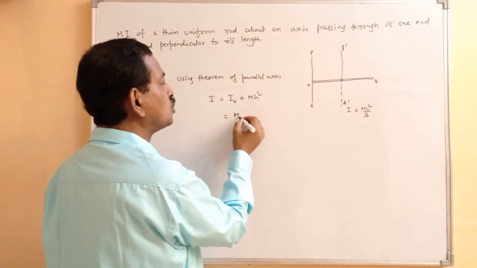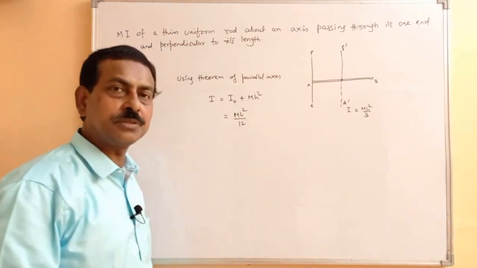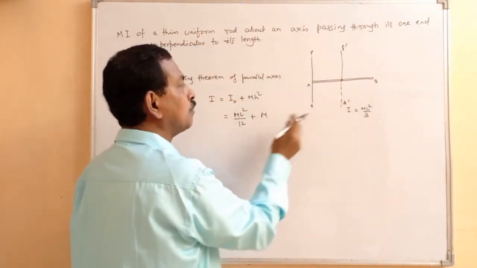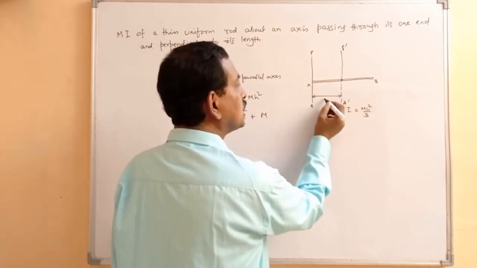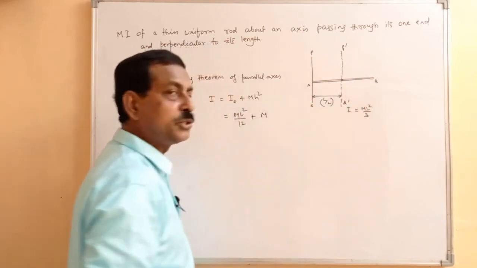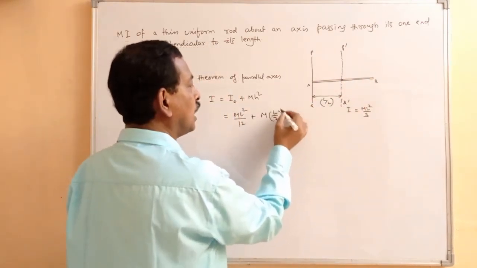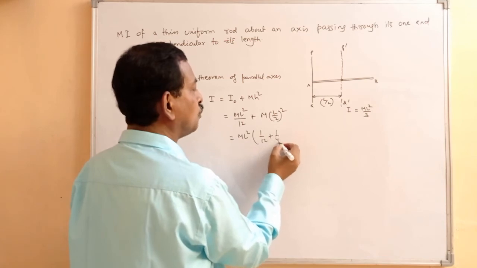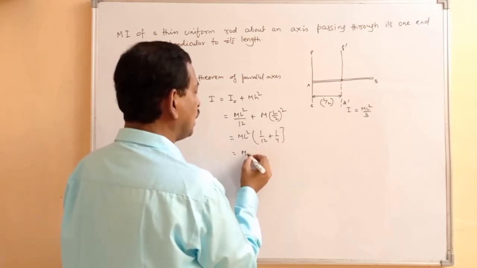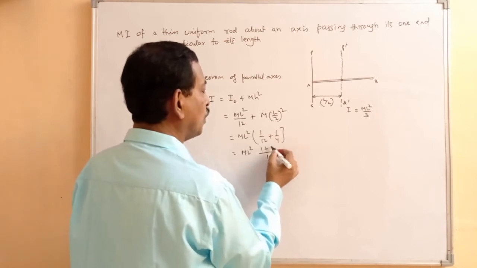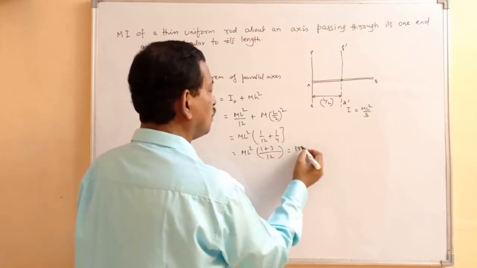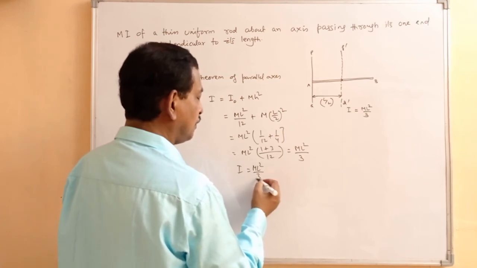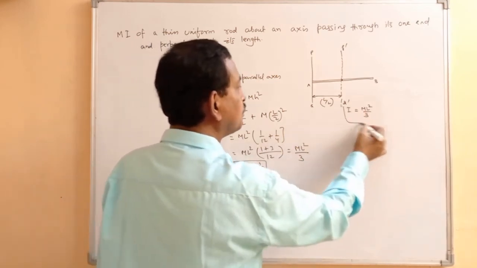So this value will be equal to mL square by 12. We have derived this expression: the moment of inertia of a thin rod about its center of mass and perpendicular to its length. This is now m, and the distance between these two parallel axes, how much is it? The entire length is L, so this is L by 2. So this is m into L by 2 whole square. So this is mL square into 1 by 12 plus 1 by 4, and if you take the LCM, 1 plus 3, that is mL square by 3. This is exactly the same expression which we have derived directly by using integration.